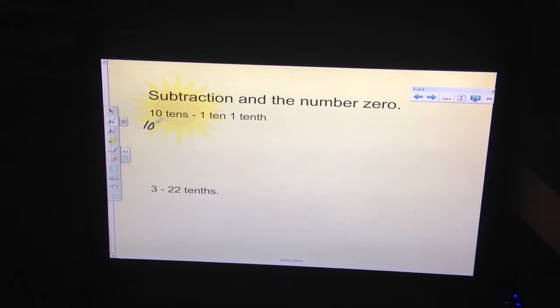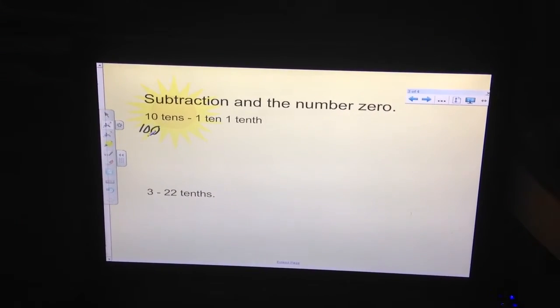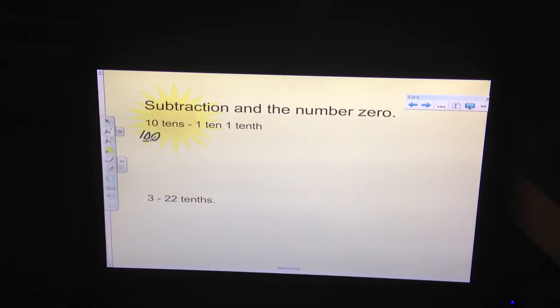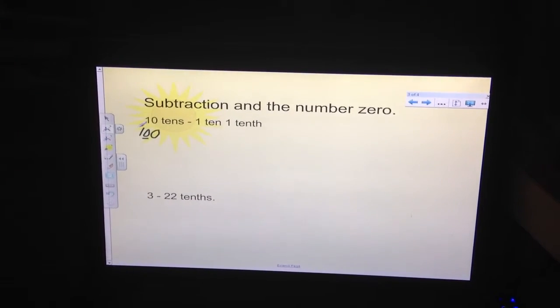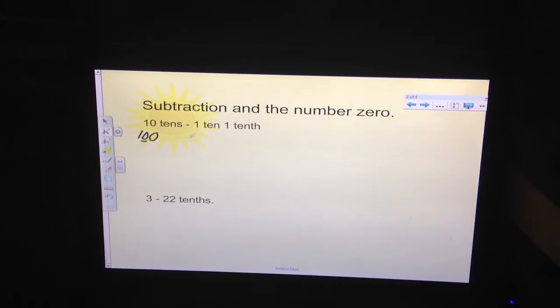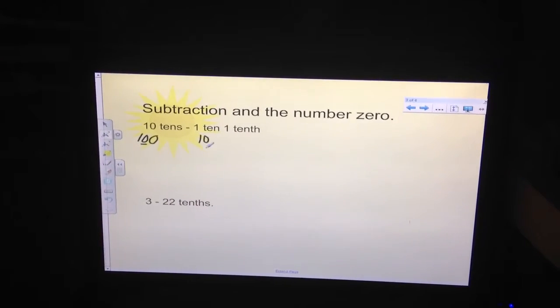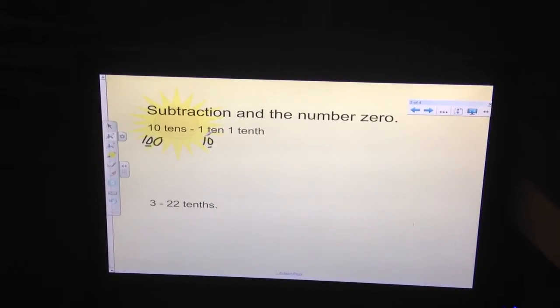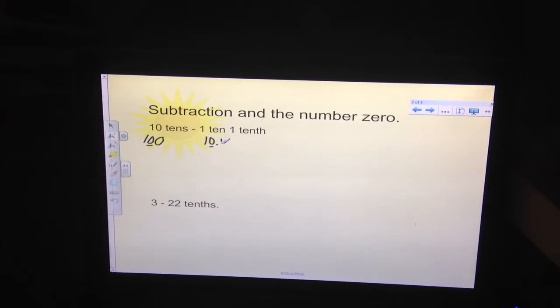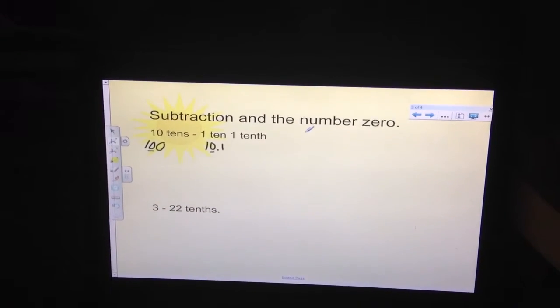So 10 tens looks like that. When I go to the tens place, I have 10 there. Okay, so that's what 10 tens looks like. And I'm subtracting 1 10. And again, when I go to the ones place, see how I have a 10 there? 1 10 and 1 tenth.